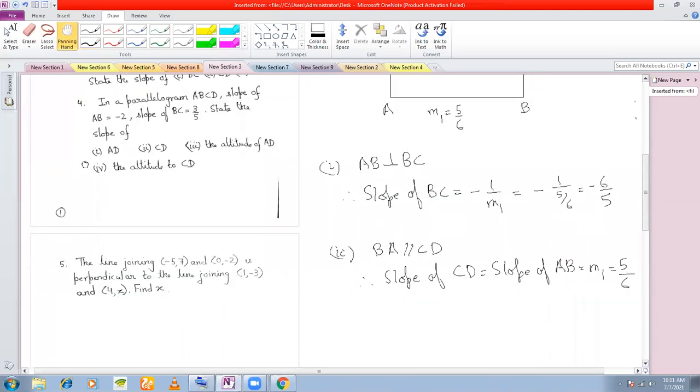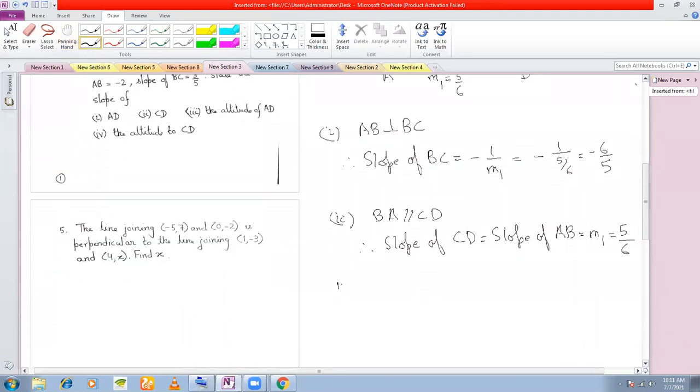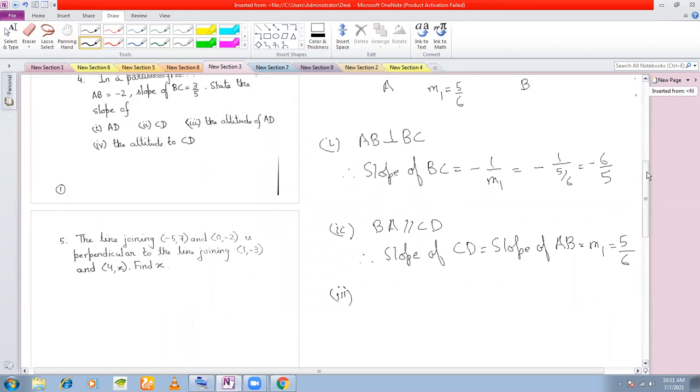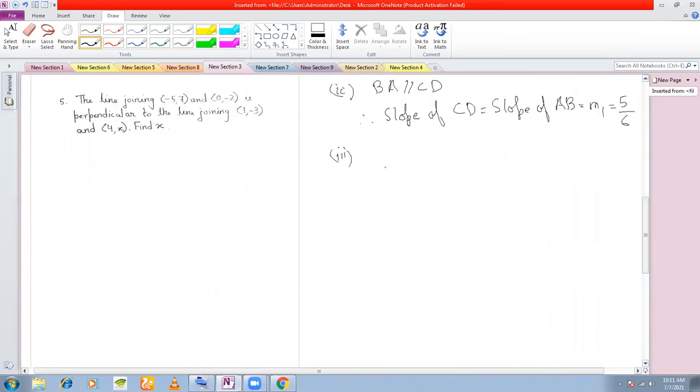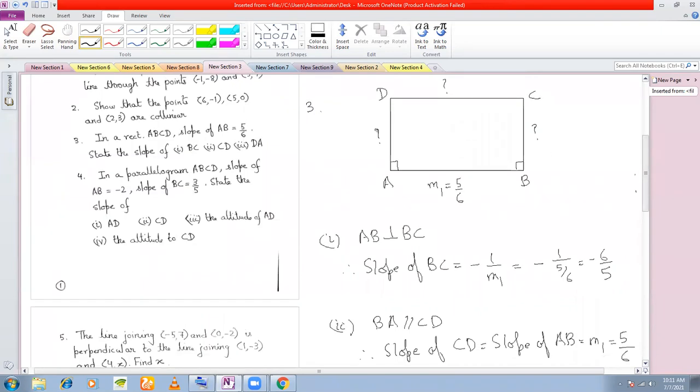Next, slope of DA or AD. So what do you see? AD is perpendicular to which line? This is 90 degrees, this is 90 degrees. So AD is perpendicular to AB. Or what you can also say is, instead of taking perpendicular, you can say BC is parallel to AD.